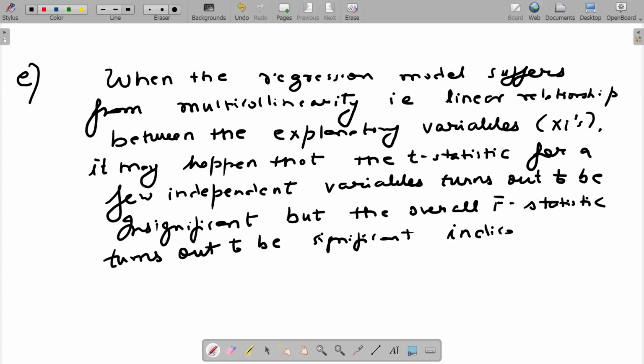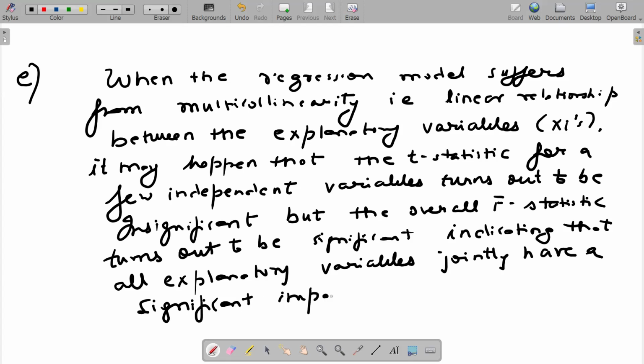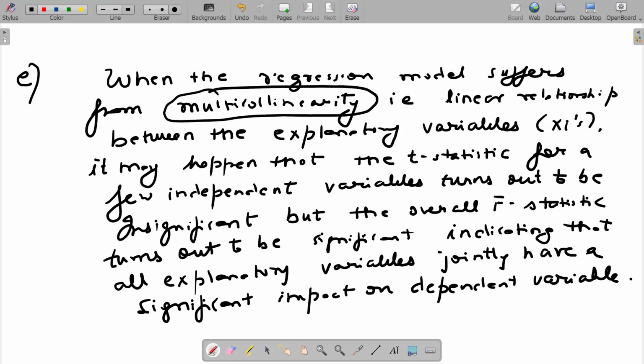Indicating that all the explanatory variables jointly have a significant impact on the dependent variable, which is y. So when the regression model is suffering from multicollinearity, which is almost a near linear relationship between the explanatory variables.